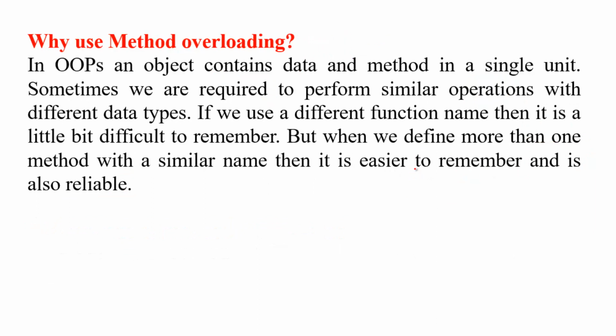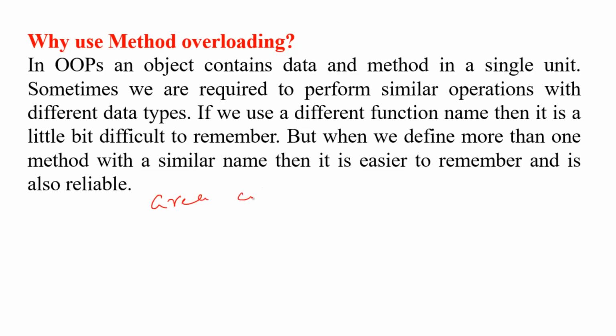So why use method overloading? In OOPS, an object contains data and methods in a single unit. Sometimes we are required to perform similar operations with different data types. If we use different function names, then it is a little bit difficult to remember. But when we define more than one method with a similar name, then it is easier to remember and also reliable.